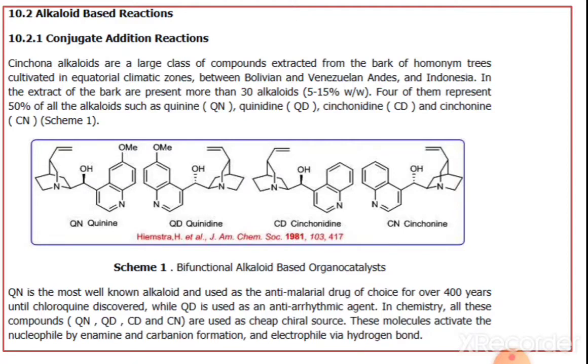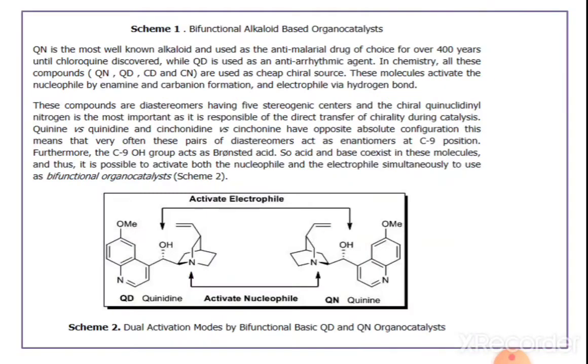These molecules, QN, QD, CD, CN, activate the nucleophile by enamine and carbanion formation and the electrophile via hydrogen bond formation. And these compounds are diastereomers having 5 stereogenic centers. That means this has 5 stereogenic centers: 1, 2, 3, 4, 5.